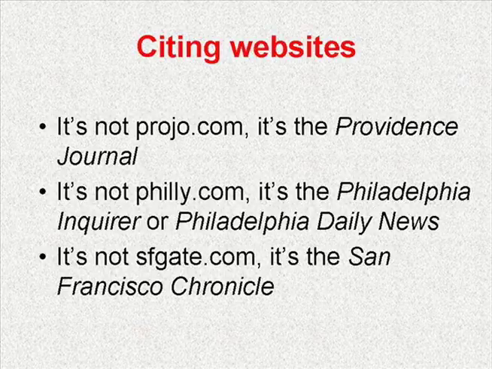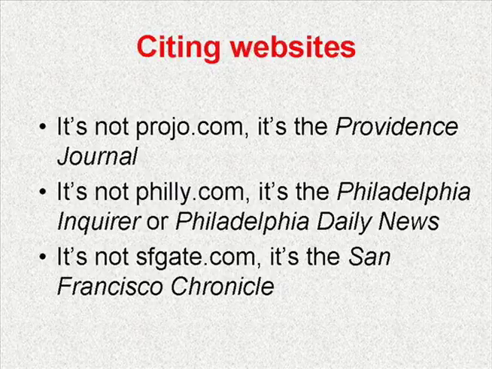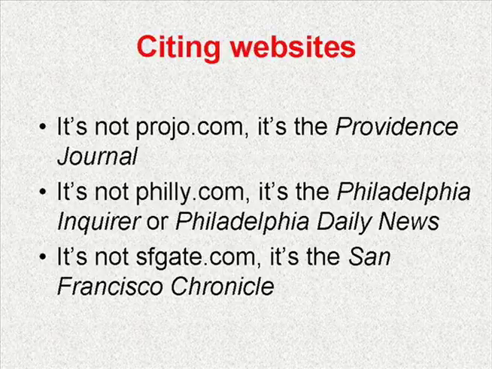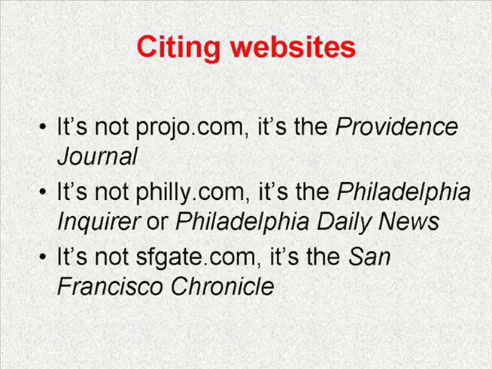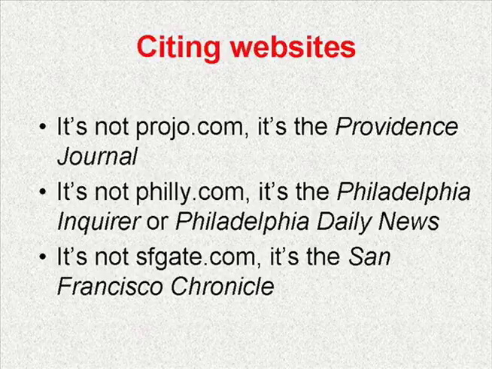sfgate.com is another one. That's the official website of the San Francisco Chronicle. A lot of people outside of the Bay Area don't know that, so don't say sfgate.com, cite the San Francisco Chronicle, because they're the ones who actually wrote the story. The story came from a reporter at the San Francisco Chronicle, and it appeared not only in the newspaper but also on their website, so cite the San Francisco Chronicle.